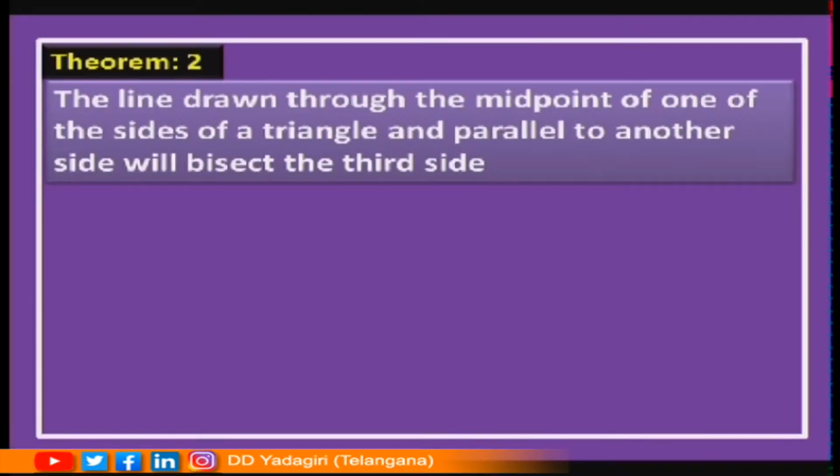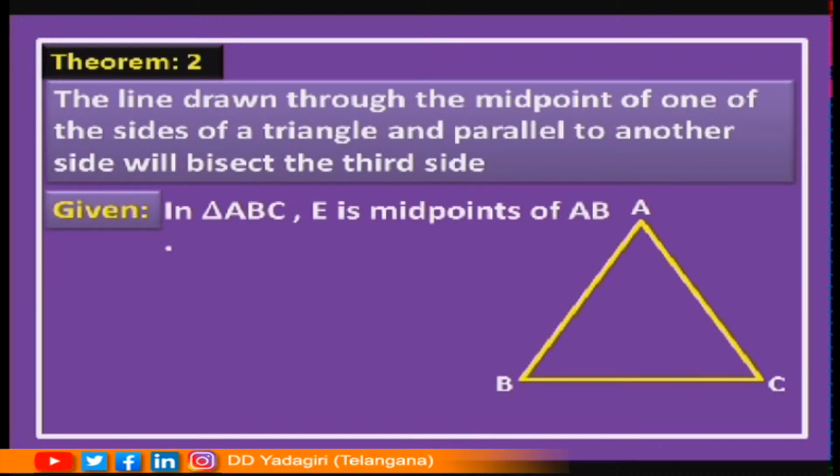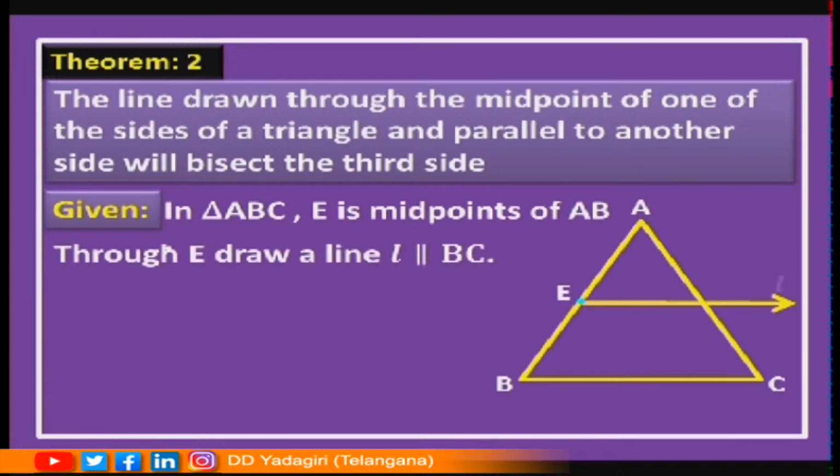Now, let us move on to the converse of midpoint theorem. The line drawn through the midpoint of one of the sides of a triangle and parallel to another side will bisect the third side. So, what is given children? A triangle. Okay. Now, in this triangle ABC, E is midpoint of AB. Now, through this E, draw a line L. Now, that line L is parallel to BC and it is intersecting AC at F.